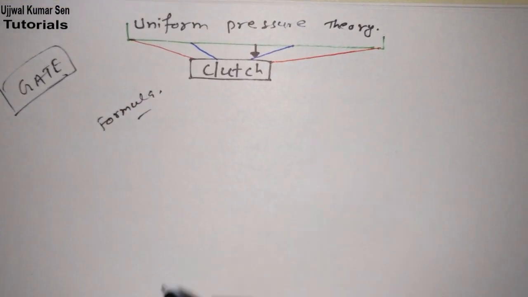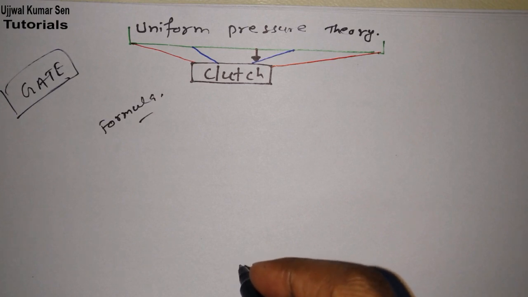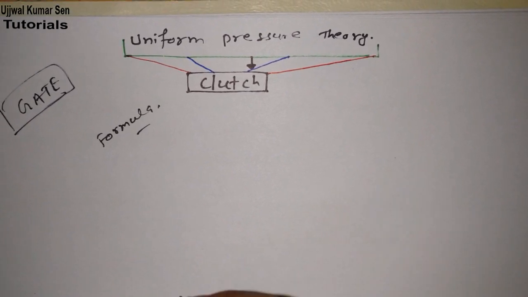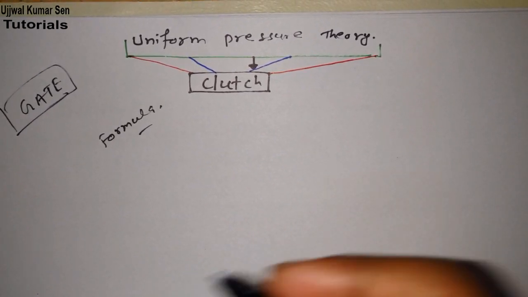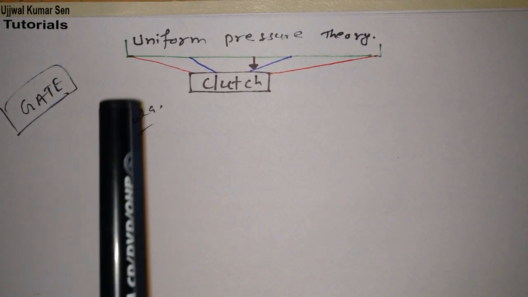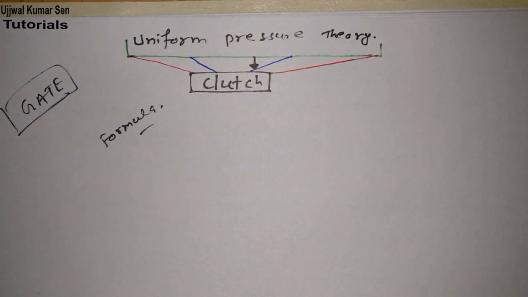I will not share what a clutch is. Of course its work is engagement and disengagement. That's why we can get torque when required, and when not required we will not get torque, but the engine will keep running. That is known as a clutch. I don't want to share the types of clutch in this video tutorial, because this video tutorial is only for solving numerical problems related to clutch in the case of uniform pressure theory.